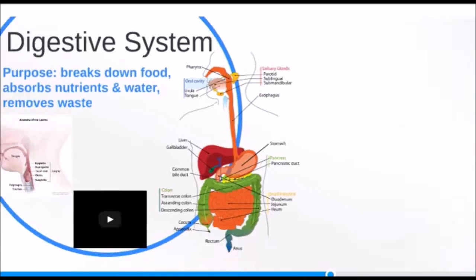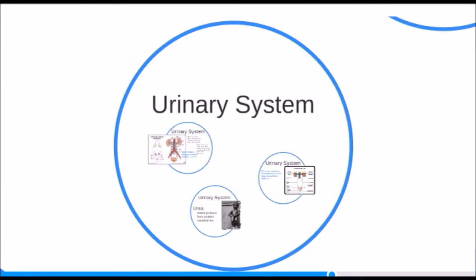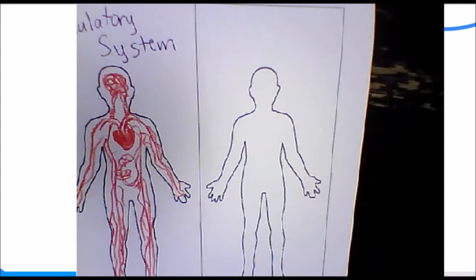Let's write down some stuff about the poop train. Let's not call it the poop train, though. Let's call it the digestive system. Digestive, D-I-G-E-S-T-I-V-E system. So here we've got the digestive system. We're going to have the mouth. We don't need the nose this time.